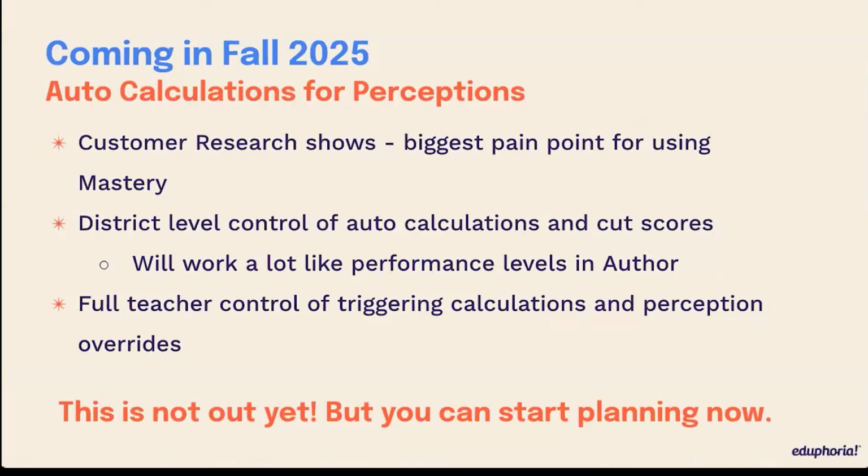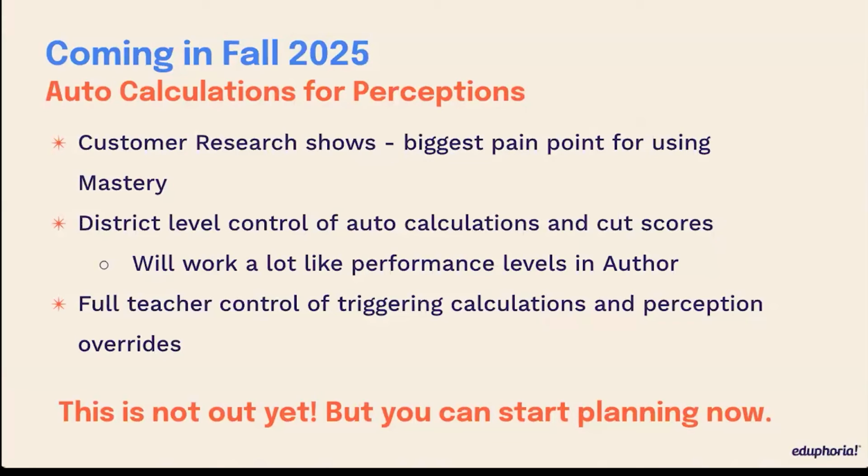So let's talk about what's coming for mastery. This is not something that we've changed immediately, but it will be coming relatively soon, fall 2025. We're introducing auto calculations for mastery perceptions. We did a ton of customer research across a bunch of different districts, and this was the number one biggest pain point for using mastery. And I'm willing to go ahead and share that some of the feedback was even specific to say that the mastery trackers were essentially another grade book to keep track of, and that was just too much.